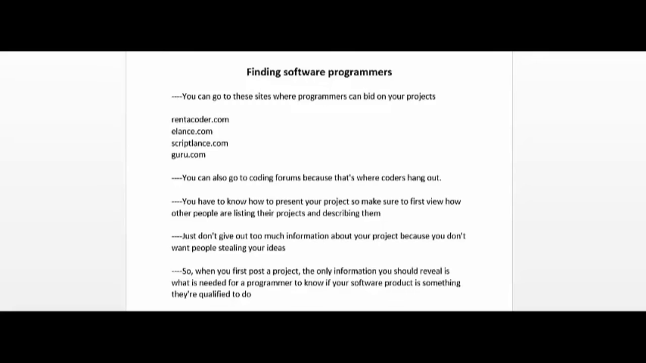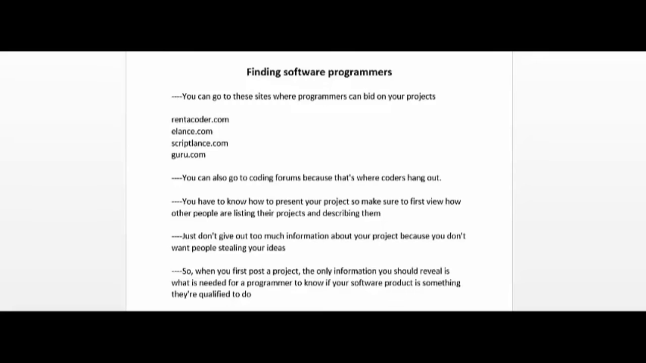Now let's talk about finding software programmers for your project. There are various sites that you can go to find programmers, where they will bid on your projects, and you can select the programmers based on the best price. But remember, you also have to make sure to select programmers based on their skills and how comfortable you feel working with them.